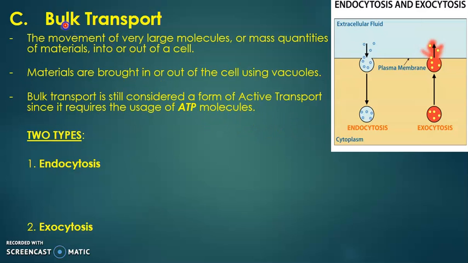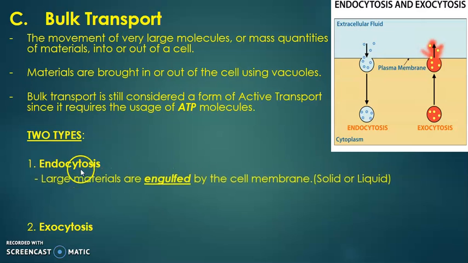So bulk transport is going to fit into 2 categories: endocytosis or exocytosis. Endo means in, so endocytosis is going to refer to large materials or amounts of materials being engulfed or brought into the cell membrane. So this could be large quantities of either solid or liquid.